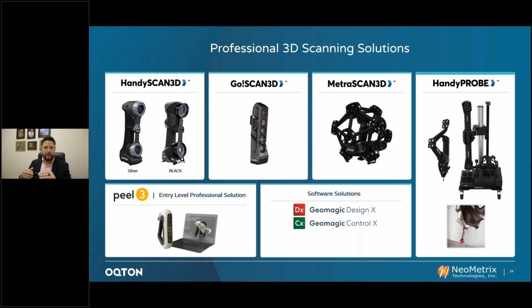The Peel 3D, again, our entry-level solution, is basically a baby GoScan, not quite as fast, not quite as big a scanning area, resolution, accuracy, stuff like that, but is a very, very cool feature set especially for the price. It's a nice option. We've talked about Design X and Control X here in our examples, obviously. I also use Geomagic Wrap and Geomagic for SolidWorks quite a bit.